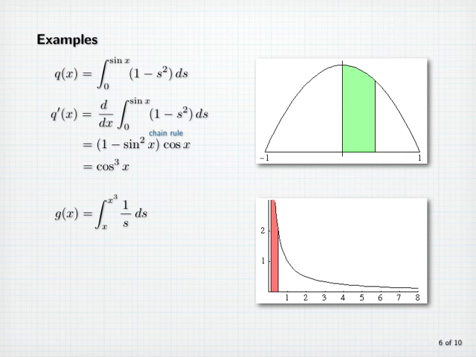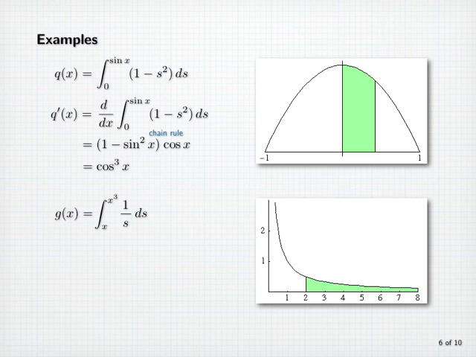Let's set this animation in motion here. x begins at 0.5 and increases. Notice when x is 1, x cubed is also 1. And now we're seeing x cubed greater than x. And when x is 2, x cubed is 8. And so the area that you see here is precisely the value of g of 2.